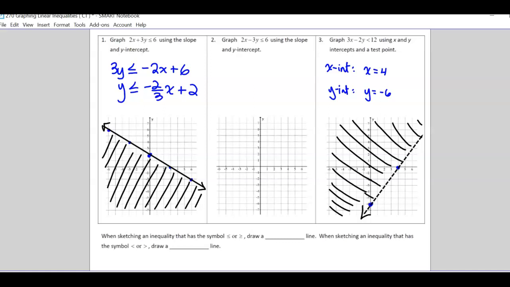You can confirm it. Here, if I solve this for y, negative 2y less than negative 3x plus 12, divide by negative 2 changes the direction of the inequality, and that's going to be 3 over 2 x minus 6. So y greater than is changing above.